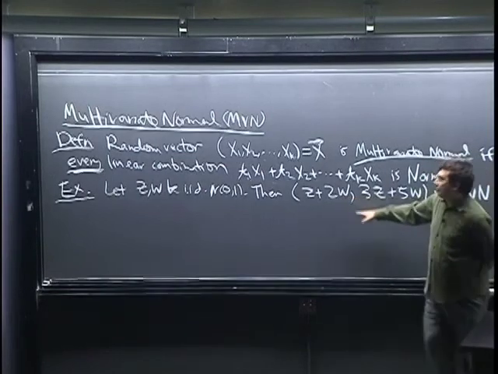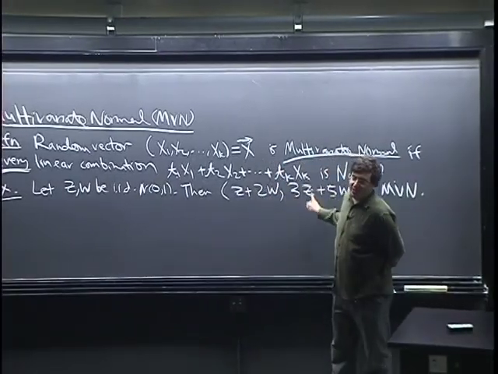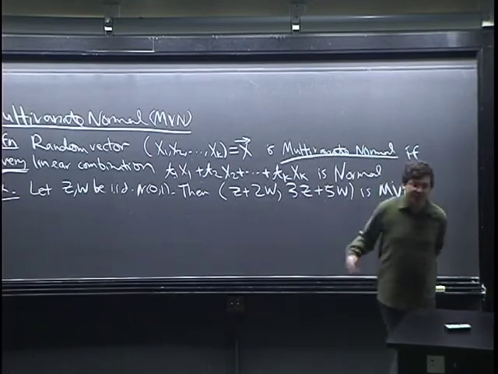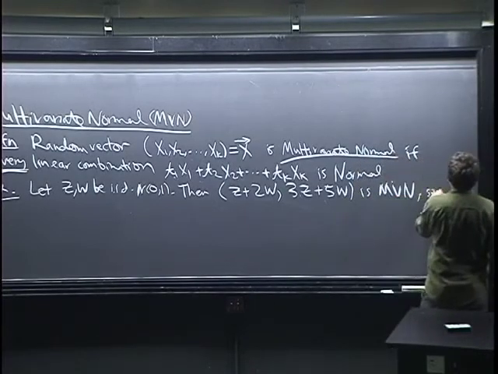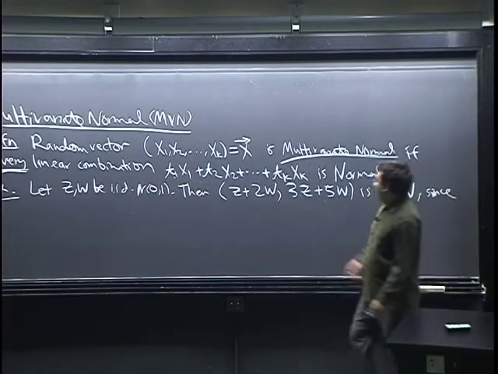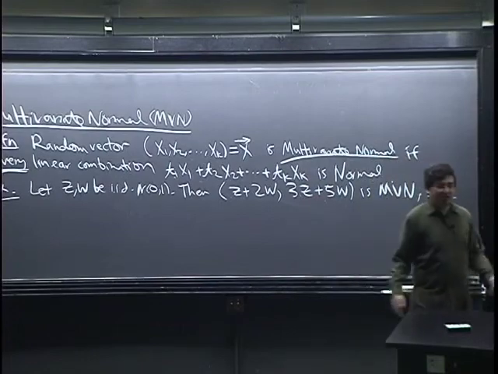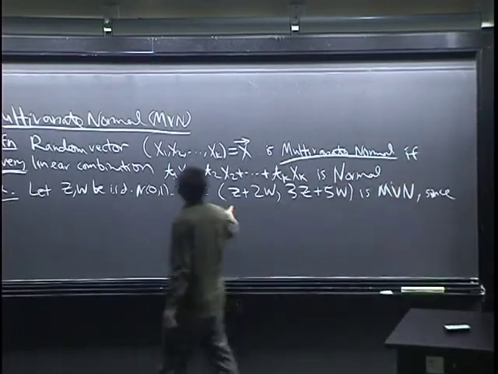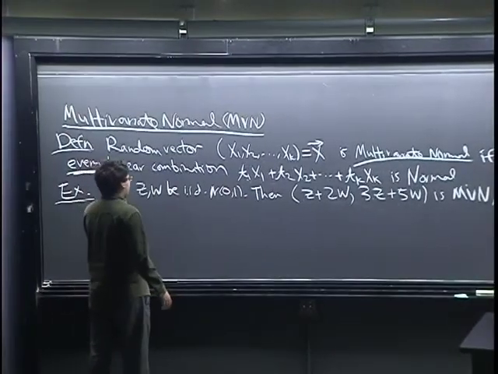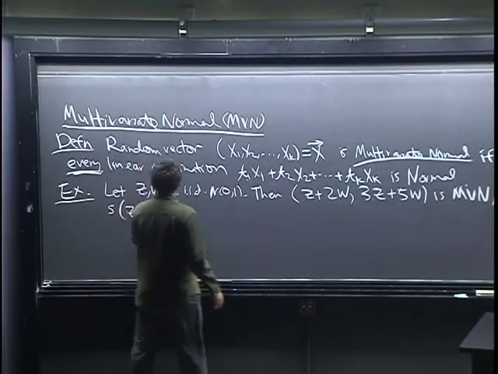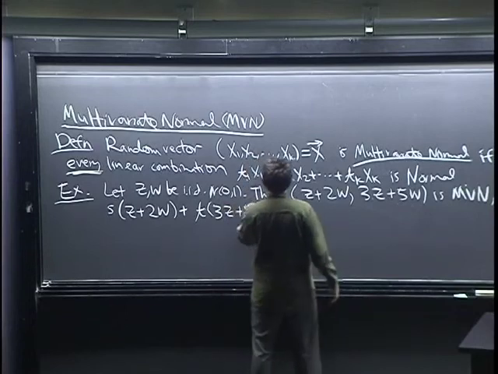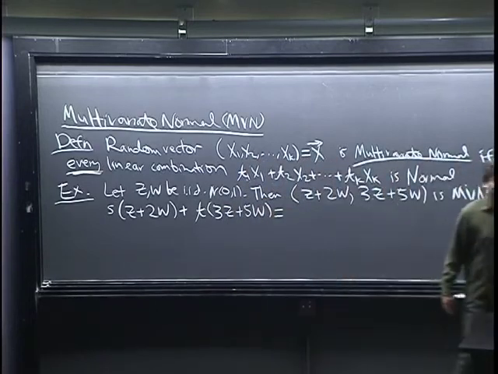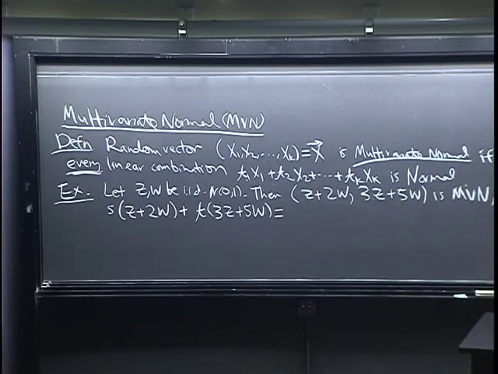I took these IID standard normals and then I just added them with some constants I just made up. Of course I could put a, b, c, d here. That will be true. Just wanted to have something a little more concrete. Okay, so why is that true? Well, to verify that this is true, all we need to do is to say if we take any constant times this plus any constant times this, it is normal. So if I take, let's call the constants s and t, s times (Z plus 2W) plus t times (3Z plus 5W). I just took two arbitrary constants in front, s and t are any constants, and rewrite this in terms of Z and W.